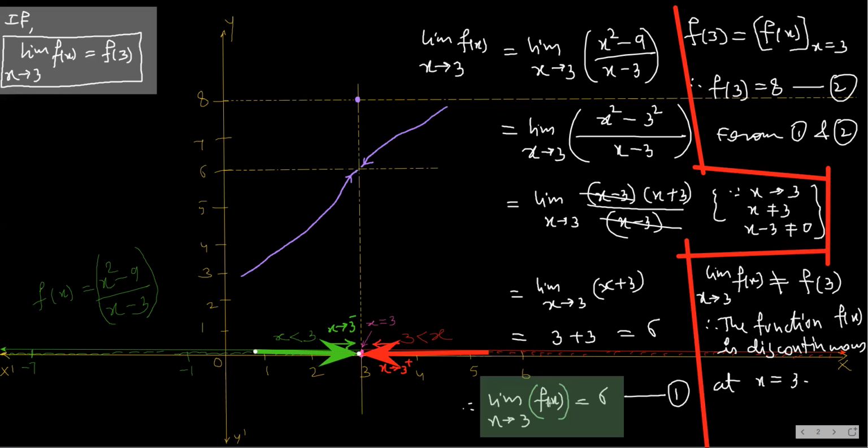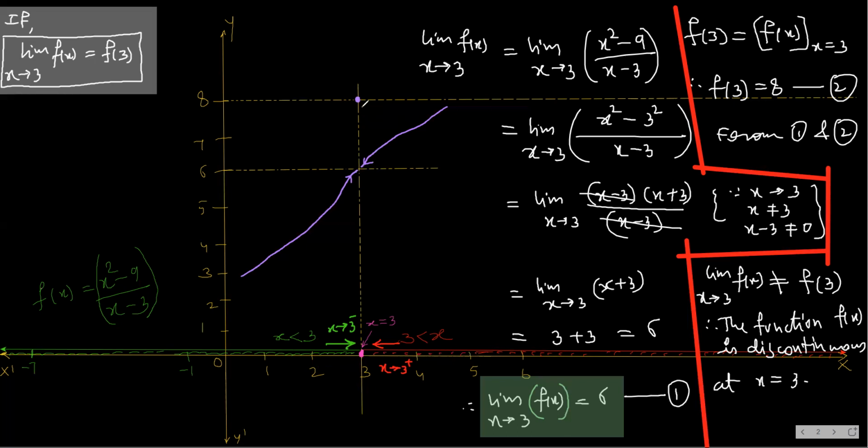But that gives you only the limit value, because still there is a gap here. These two branches will keep approaching each other, but they cannot touch. They will always remain away from each other, because this point is here. What is the f of 3 value? f of 3 is 8, and hence the function is discontinuous.